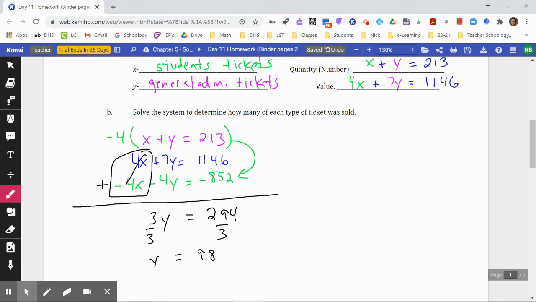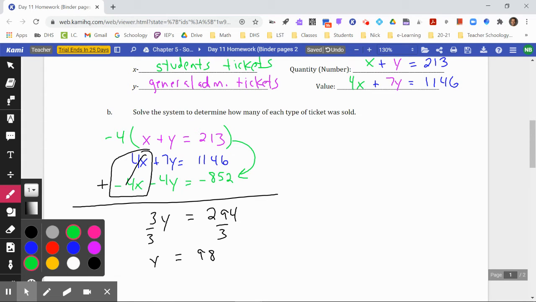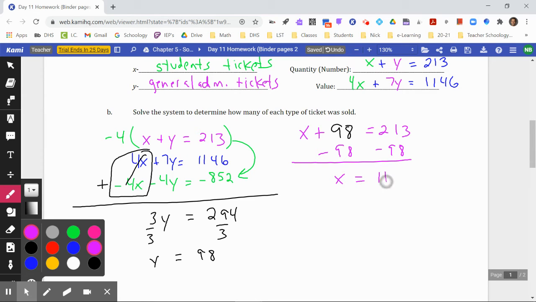I know y, now I just have to solve for x. Again, we're going to use the easier of the two equations, which is the top one, x plus y equals 213. So now it's x plus 98 equals 213. And I just subtract 98 from both sides, and we get x is equal to 115.